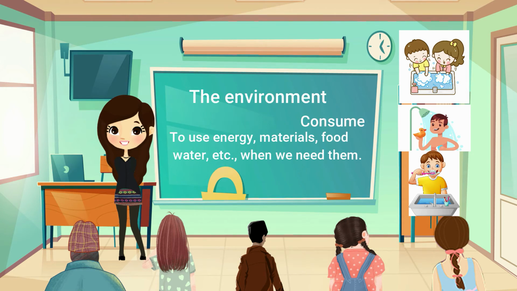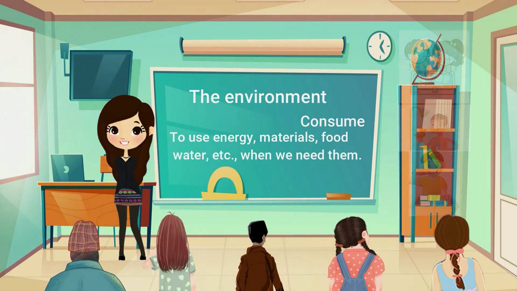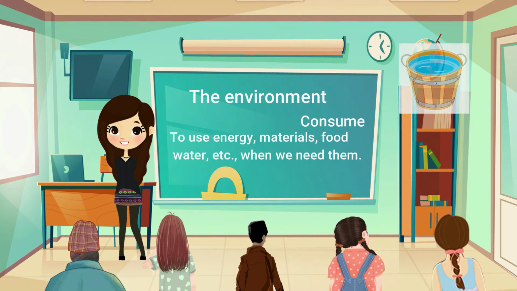Waste is to use a lot of them when we don't really need it. For example, when we are washing the car, we have to do it with just one bucket of water. But instead, we use a hose, so we waste a lot of water.